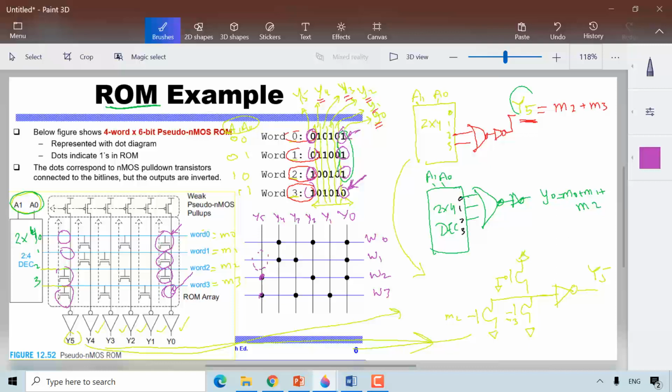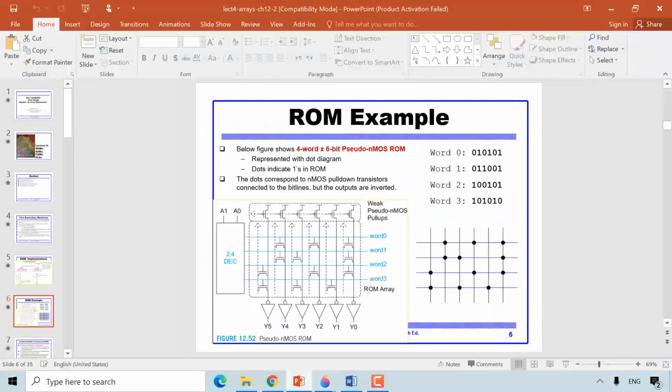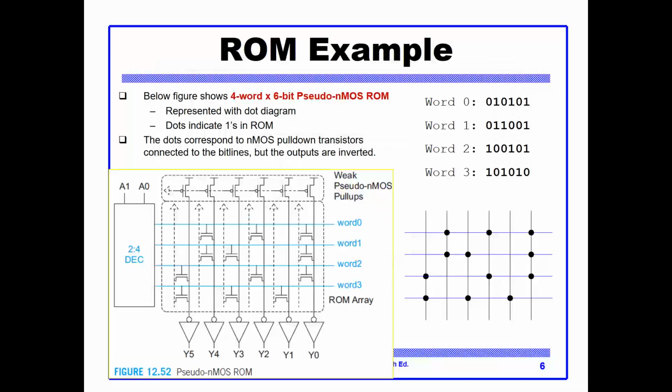So this memory, I have implemented now a memory where how many words I have? 4 words. Okay, and how many bits I have for each word? 6 bits. Okay, so this is a 4 word by 6 bit pseudo NMOS ROM, read-only memory. We'll go back to the slides. Okay, and this is basically what we have implemented.